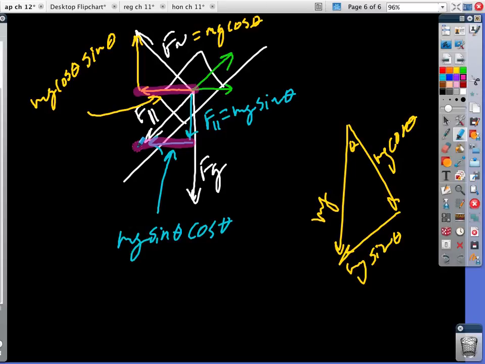So let me just say, first we said Fn. What is Fn? We cracked gravity, mg cosine theta, and we see that Fn is equal to mg cos theta. That makes sense, right? Does it also make sense that F parallel is mg sine theta?